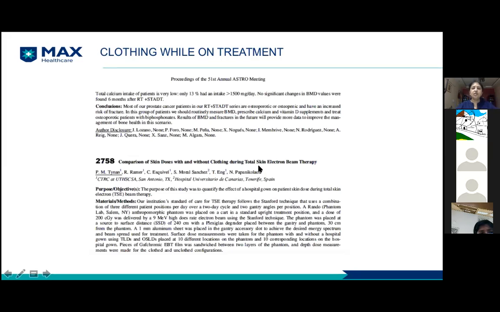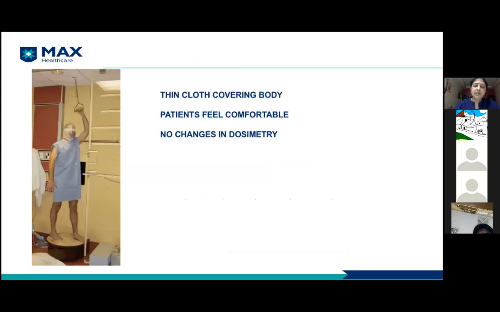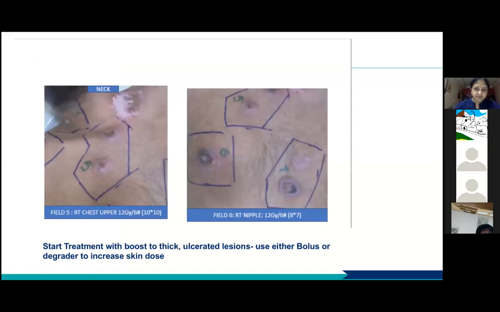So what they did was they just put a hospital gown over the phantom and calculated the doses, and they found that the doses on the surface of the phantom were not very different. So now we have routinely started using a thin cloth. This is not our patient's picture, but we give them a very thin cloth, which just covers their body reasonably well so that the patients feel comfortable. And when we've done dosimetry, we've not found any problems in the dosimetry or response to treatment.